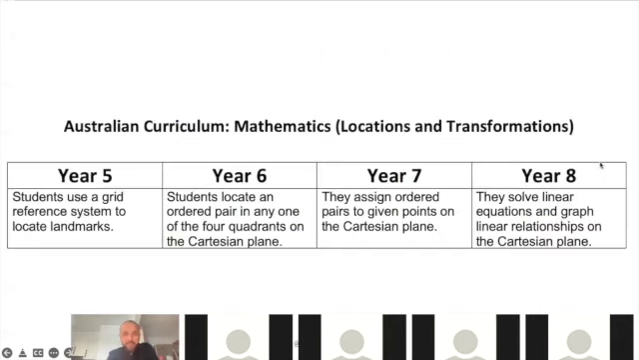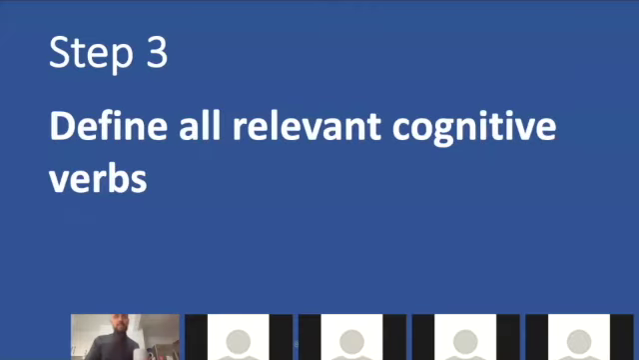If we have a look at mathematics, I've mapped here year 5, 6, 7, 8 in relation to locations and transformations. So in year 5, students use a grid referencing system to locate landmarks. Year 6, students locate an ordered pair in a Cartesian plane. Year 7, they determine the ordered pairs on a Cartesian plane. And year 8, they solve linear equations. So if we know the achievement standards and what they require students to demonstrate along the spectrum, both of the year we're teaching and a bit around it, we can create assessment tasks that allow students to demonstrate what they know. So let's go to the next one.